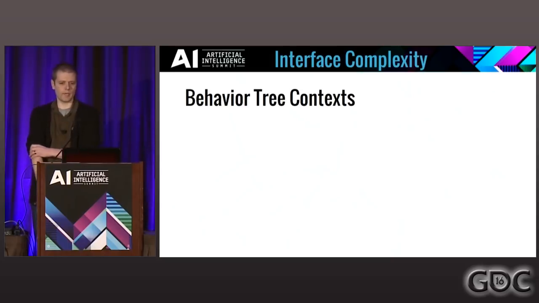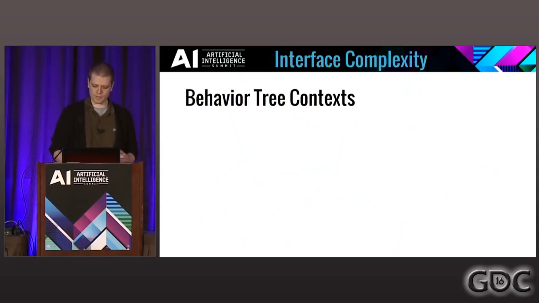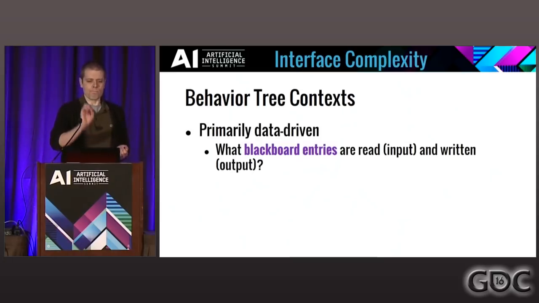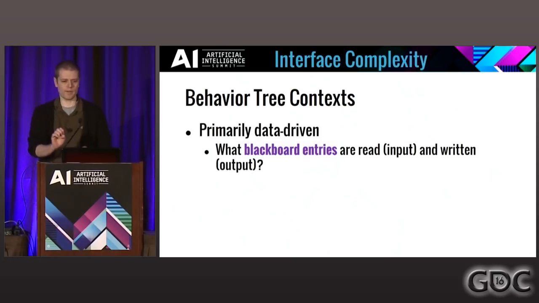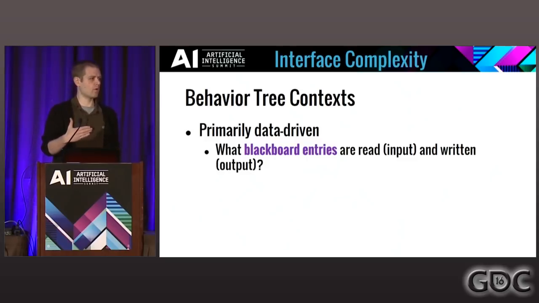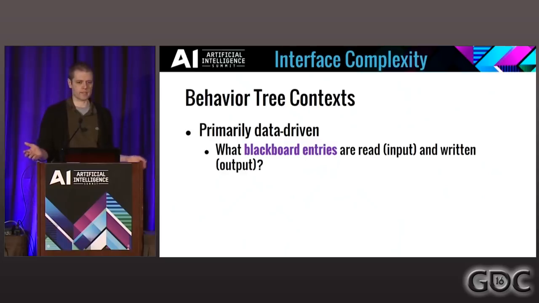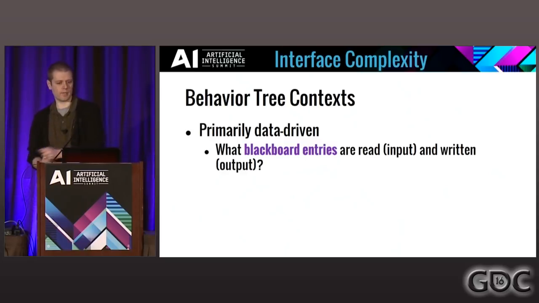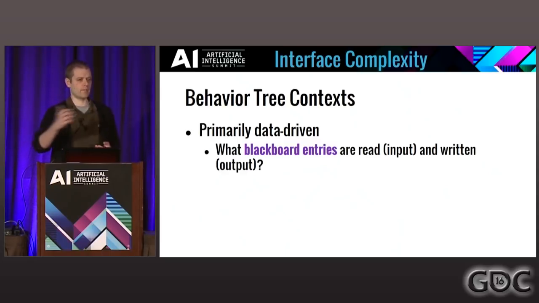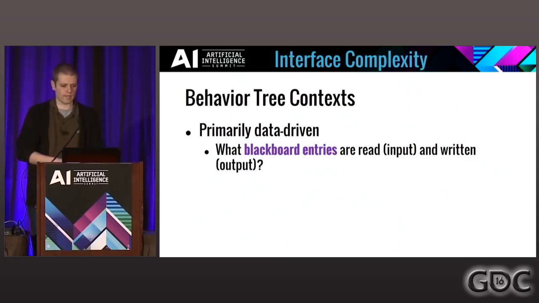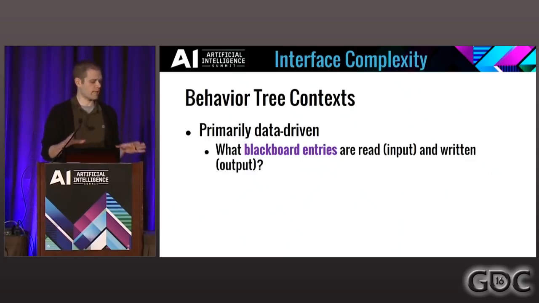Moving on, a second example here, behavior trees. So these are a bit different in that they're primarily data-driven. What we want to think about here is how our nodes are communicating with the rest of the behavior tree or the rest of your AI architecture. Well, primarily, they're going to be reading input off the blackboard to understand the context, and they're going to be writing output to that blackboard.